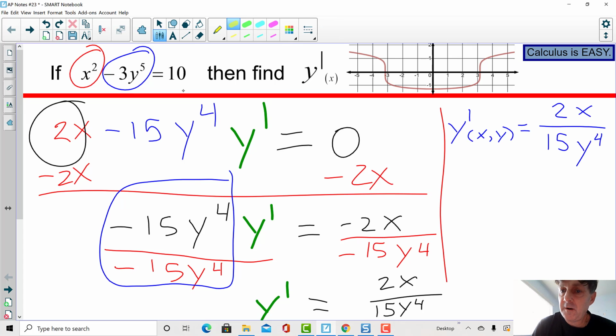Okay, I want you to notice that our derivative is a function of x and y. So you don't just have to plug in for x, you also have to plug in for y. But that's our final answer.